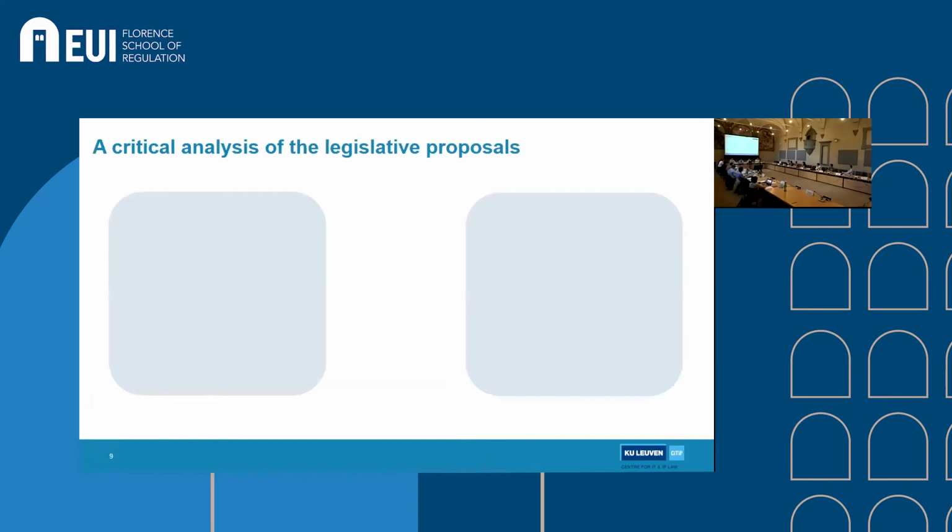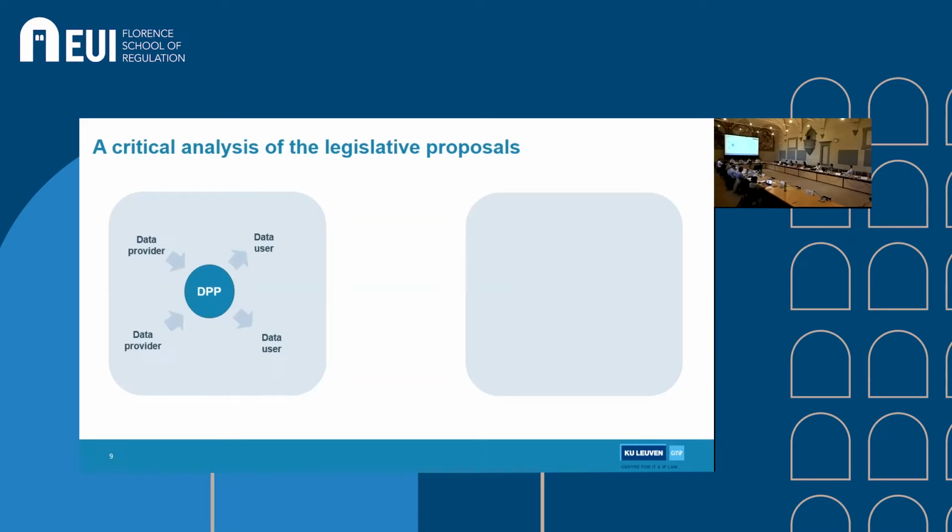So then the legislative proposal. Here we focus especially on the eco-design regulation proposal. Why? Because it's the broadest in scope. So the idea is to potentially address all products or all product groups. But the principles are quite the same in the three legislative proposals.